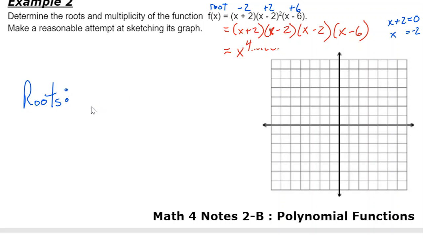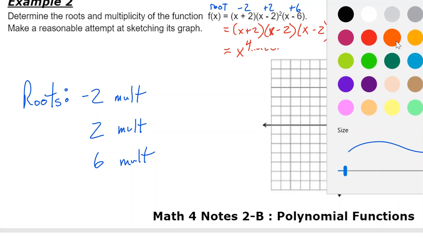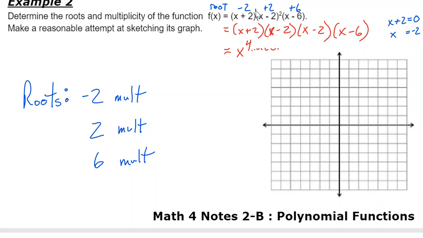So here's the way I'm going to answer: I'm going to have negative 2. I'll come back to the multiplicity in a minute. What I'm looking at with the multiplicity is the exponent that goes with the parenthesis. For instance, the first guy, x plus 2, is to the 1, so he has multiplicity of 1. The second guy, x minus 2, has a squared above it, which means he has a multiplicity of 2. You just look and see whatever exponents they got, that's the multiplicity.